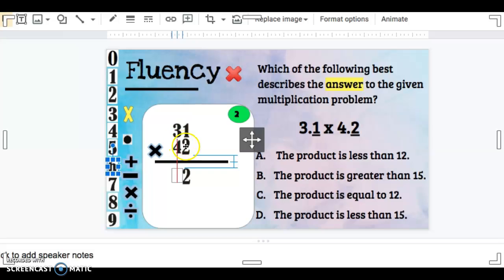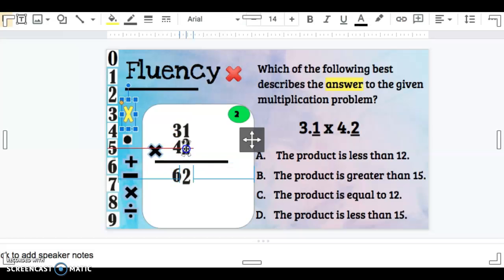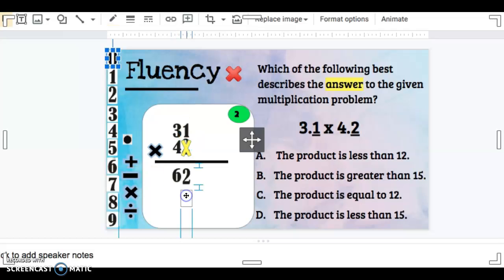So that means that I got to cross this 2 out because I have another number. So another number means another row. So I cross off my 2, and if I cross off the 2, I got to stay in line with the 4. So I have to place a 0 for the another row to stay in line with its place value. So now I do 4 times 1, 4. And then I do 4 times 3, which is 12.